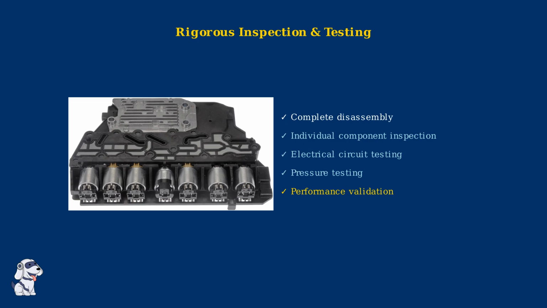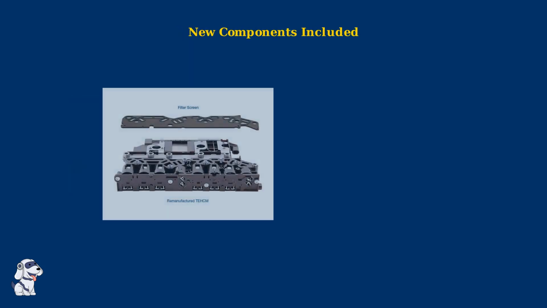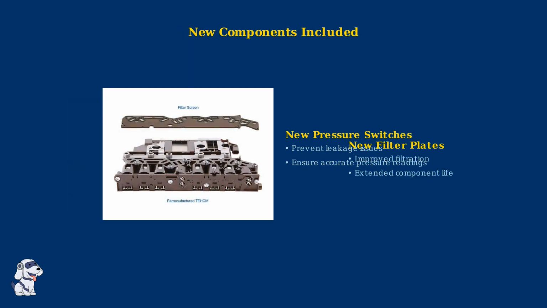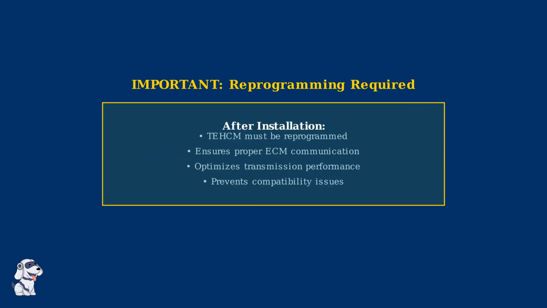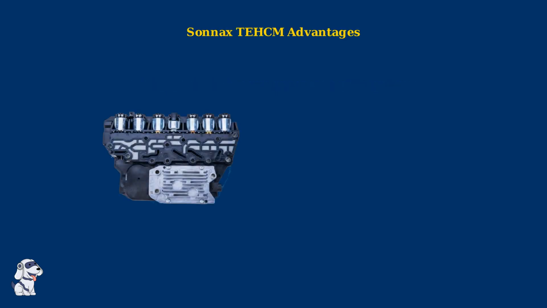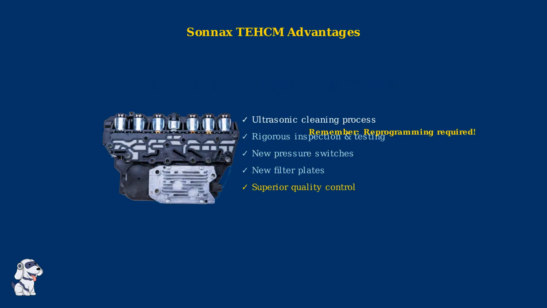standards before reassembly. Sonax remanufactured TEHCMs include brand new pressure switches and filter plates, replacing components that commonly fail in original units. Critical to remember: all Sonax remanufactured TEHCMs must be reprogrammed after installation to ensure proper communication with the vehicle's engine control module and optimal performance. Sonax remanufactured TEHCMs represent a premium solution for 6L80 transmission repairs, offering superior quality control and reliability compared to standard remanufactured units.